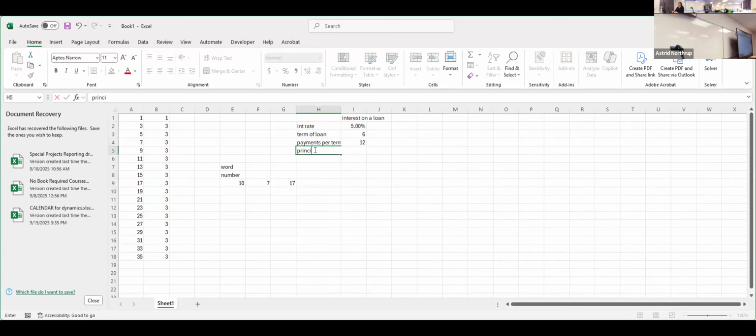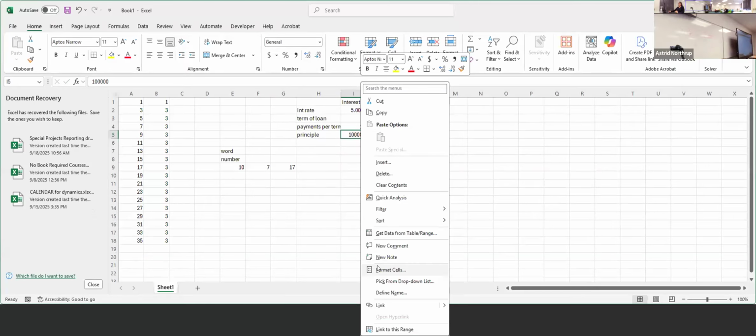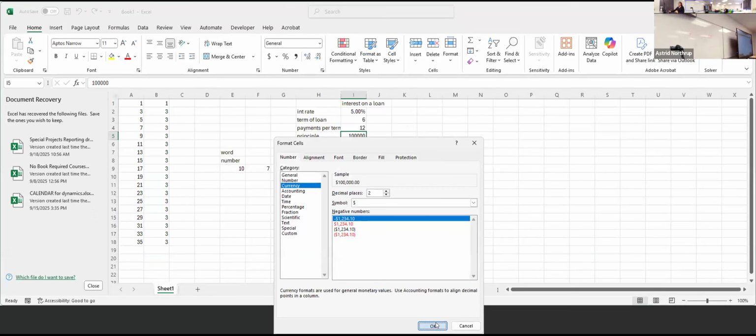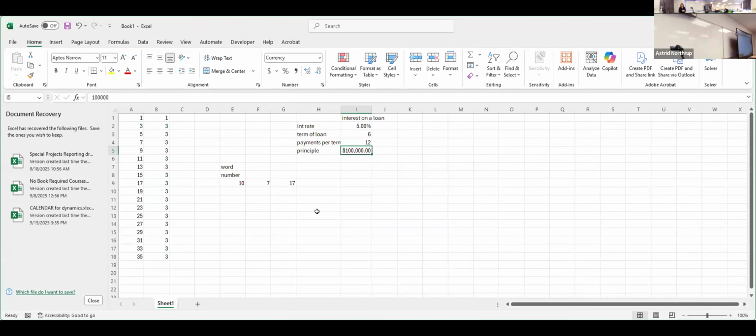and then you could say the principal, how much you're borrowing. Let's say you're borrowing, in this case, $100,000. Once again, you want to format that, so you just right click it and go to format. You're gonna learn all this. I'm not gonna make you do this all today. I'm just showing you how this works. So there's $100,000. And then you might want to just have the payment.